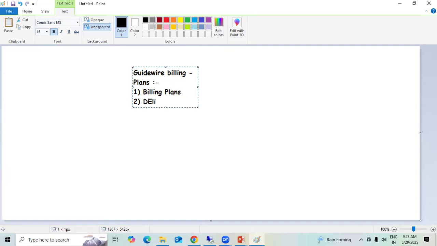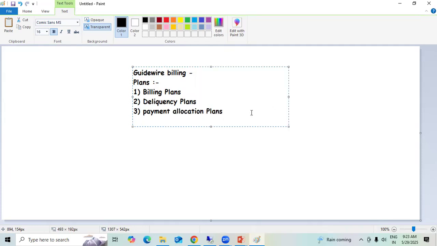The second one is delinquency plans. The third one is the payment allocation plans. Followed by this, the next one is the payment plans, right? So these are the different plans we have in Guidewire billing. One is billing plans, followed by delinquency plans, at the same time payment allocation plans, payment plans, all that stuff.